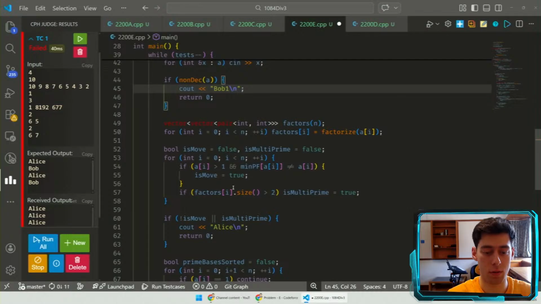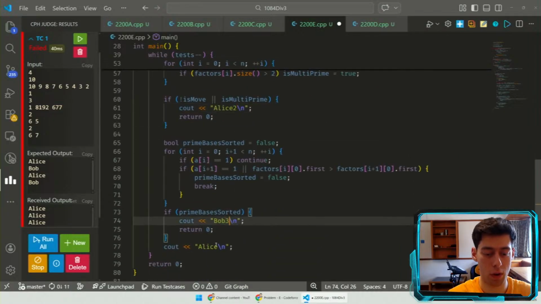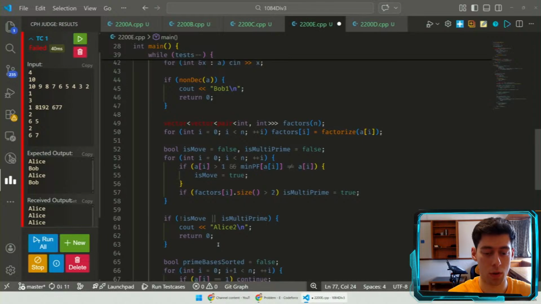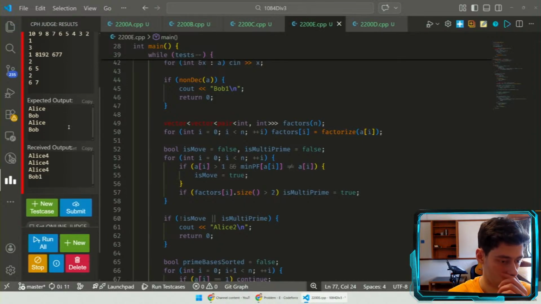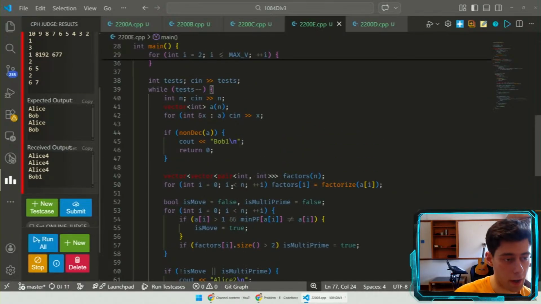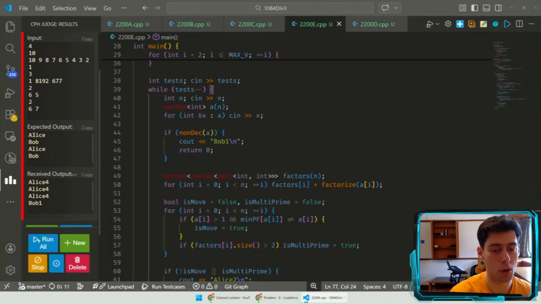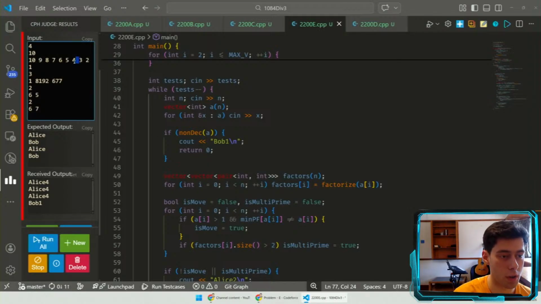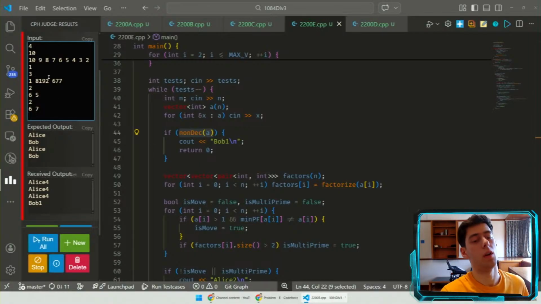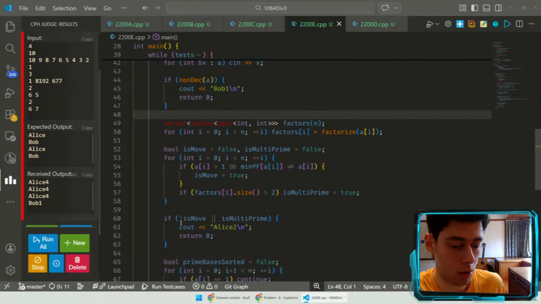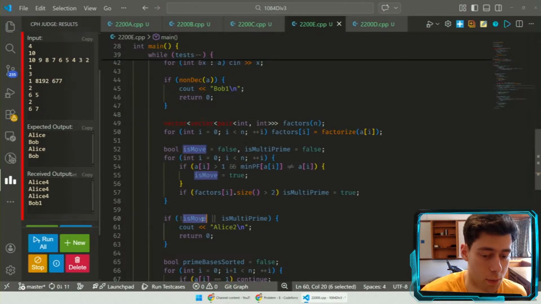Let me just number these. 1, 2, 3, 4. We missed one. Oh, they're out. Alice 4. Really? All of them are Alice 4 and Bob 1. So this is Bob 1 because it's already, wait. Non-decreasing. It's not non-decreasing. Oh, the last one. This one's non-decreasing. Yeah, Bob 1. Next, so apparently all these cases have moves and none of them have multi-primes.